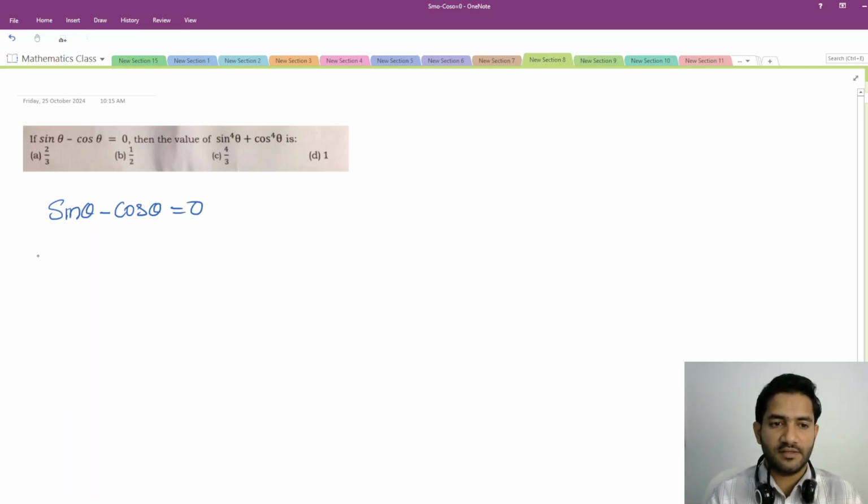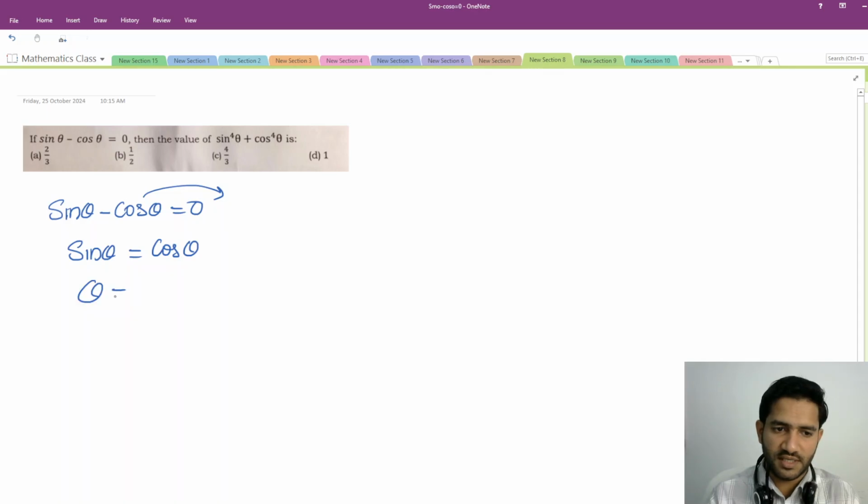The given condition is that sine theta minus cos theta is equal to 0. So if we want, we can take this cos theta to the right side. What will happen? Sine theta equals cos theta. Both these values are equal only when theta is equal to 45. If theta is equal to 45 degrees, then sine theta and cos theta are equal to 1 by root 2.